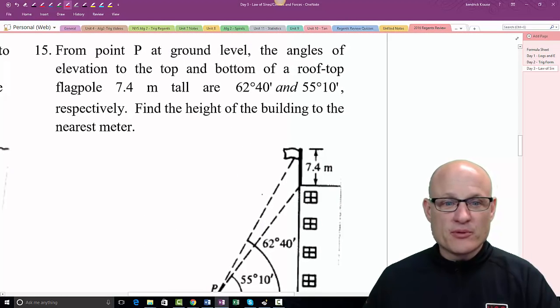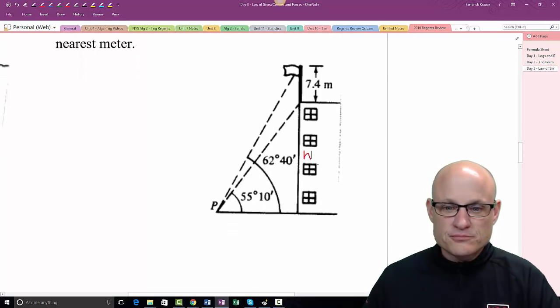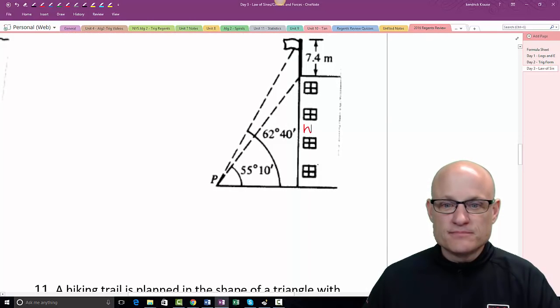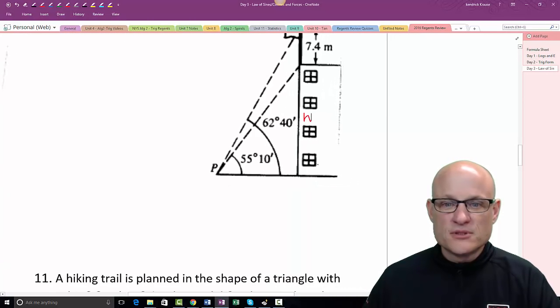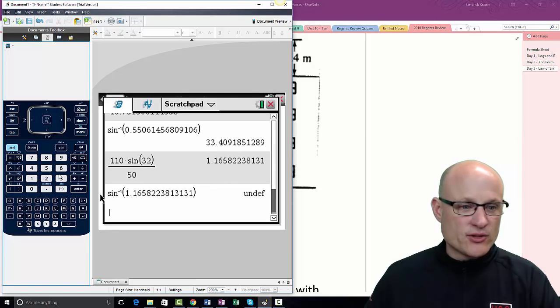All right, so from point P, we want to find the height of the building. So we want to find the height of this building. All righty. So what we're going to do first is find all the angle measures. 62 degrees 40 minutes minus 55 degrees 10 minutes.